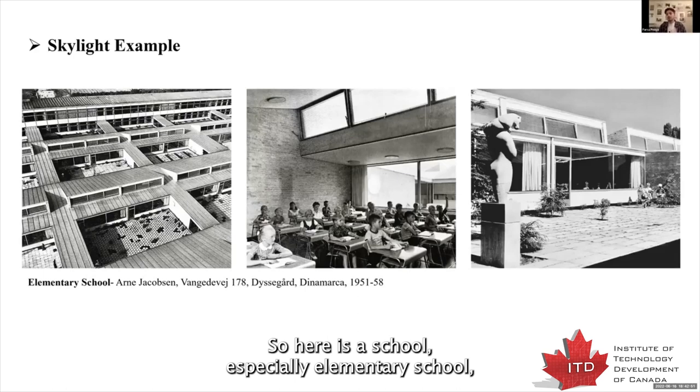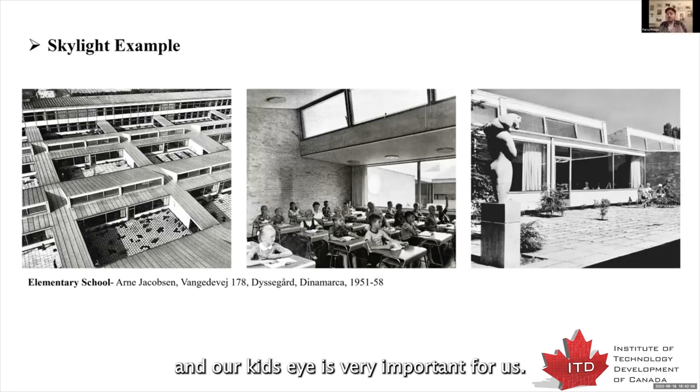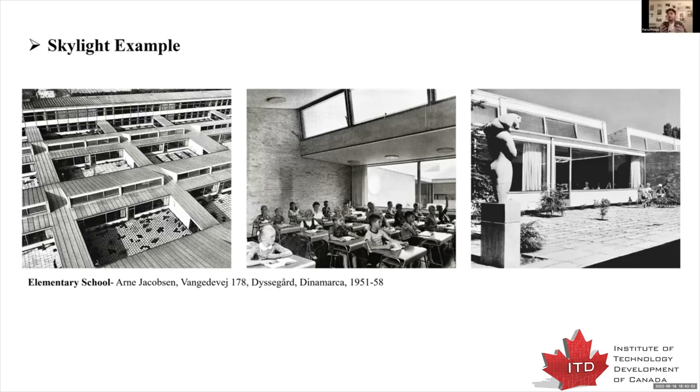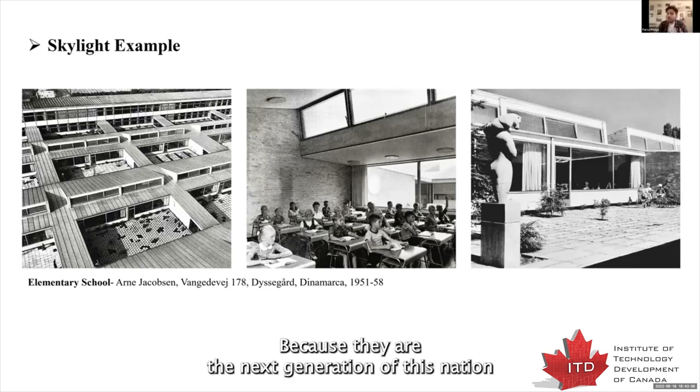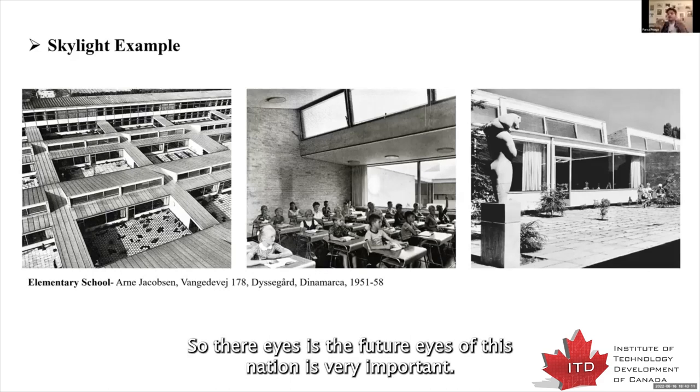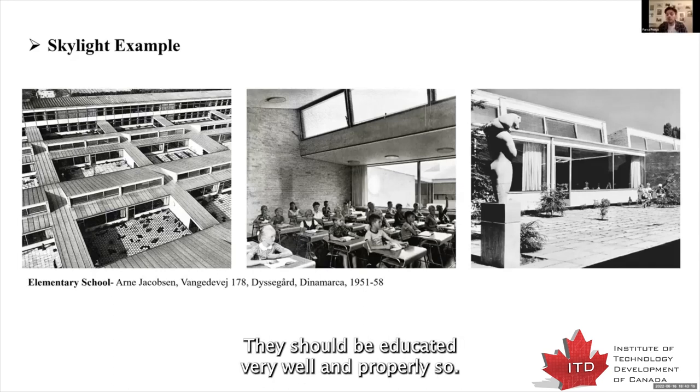So here it's a school, especially an elementary school, and our kids' eyes are very important to us. So we want to give them a proper amount of light. Why? Because they are the next generation of this nation, and they are the ones who are going to make this country. So their eyes are the future eyes of this nation. This is very important. They should be educated very well and properly.